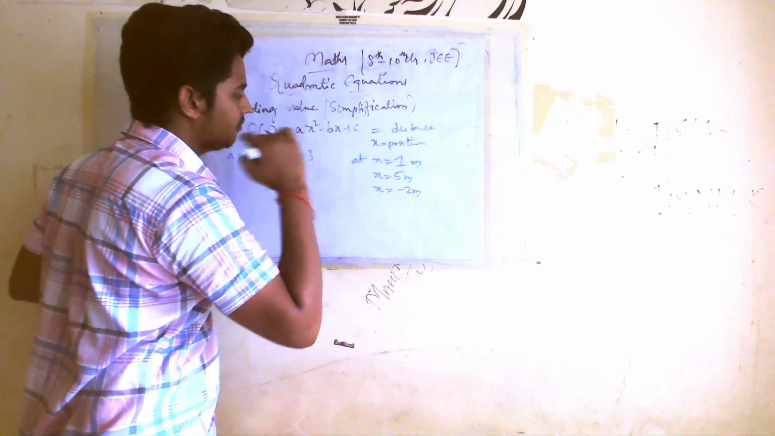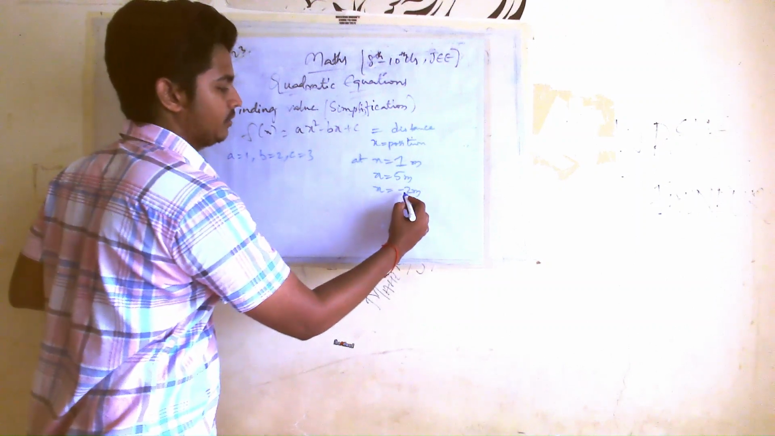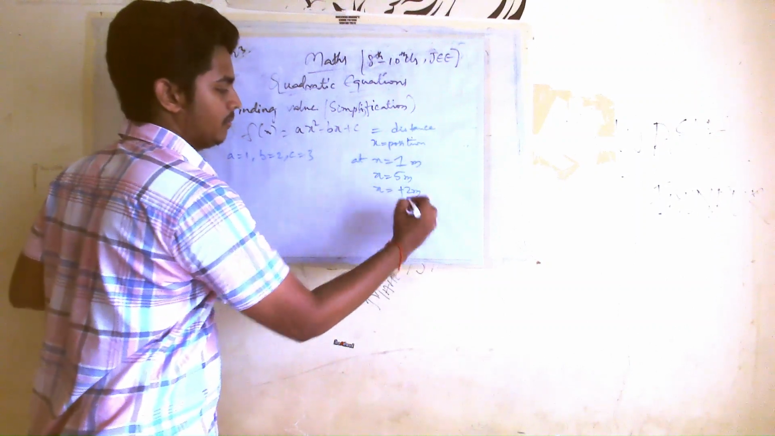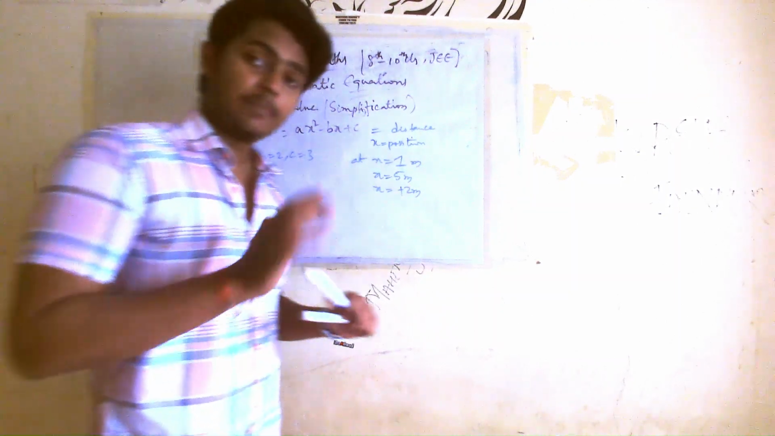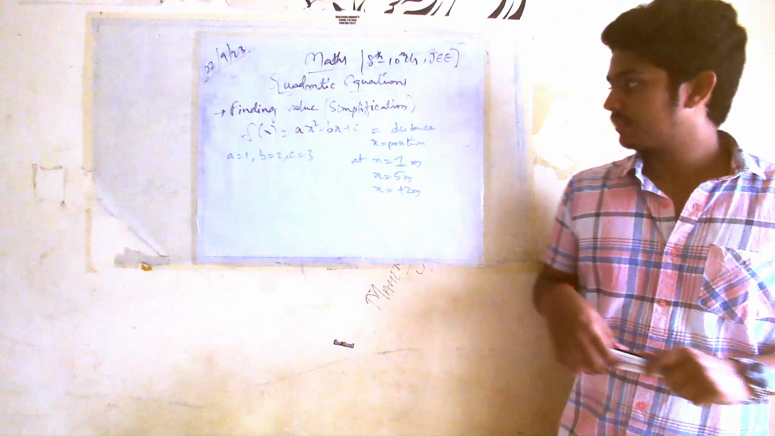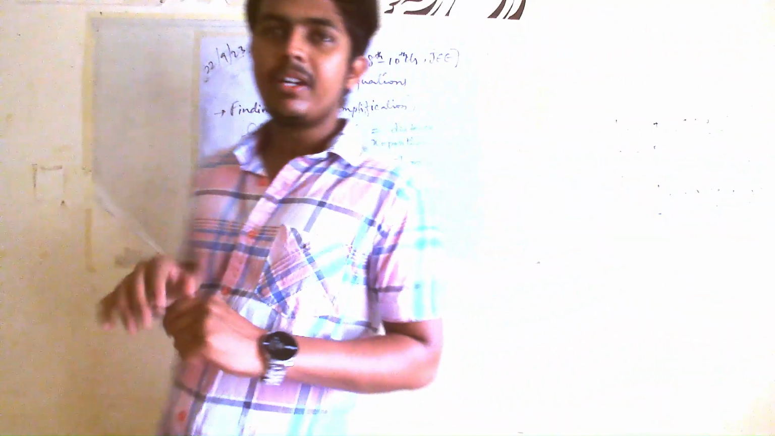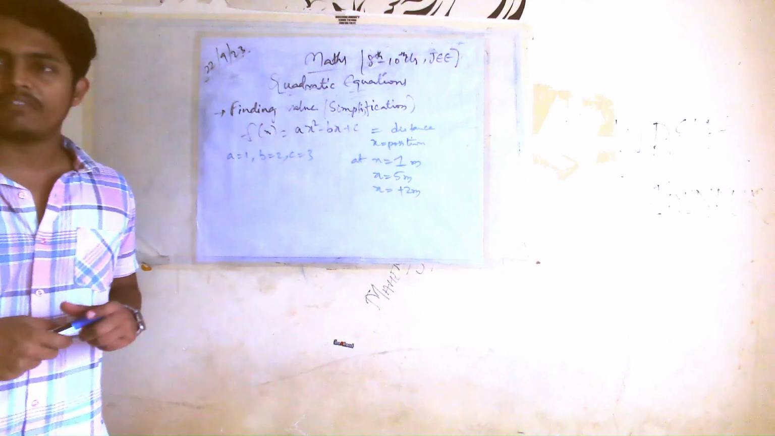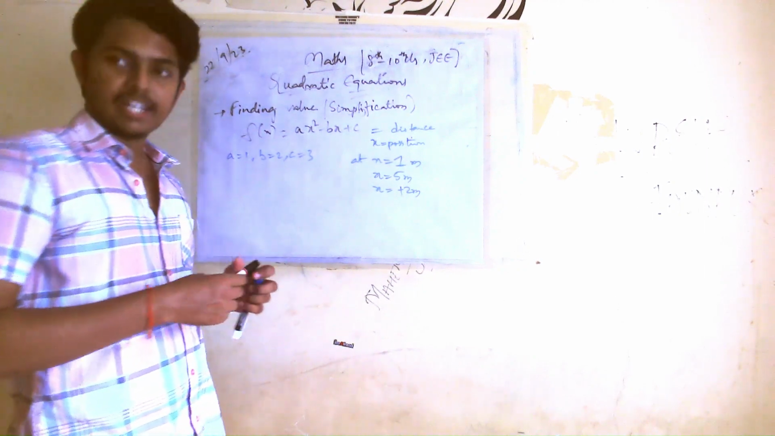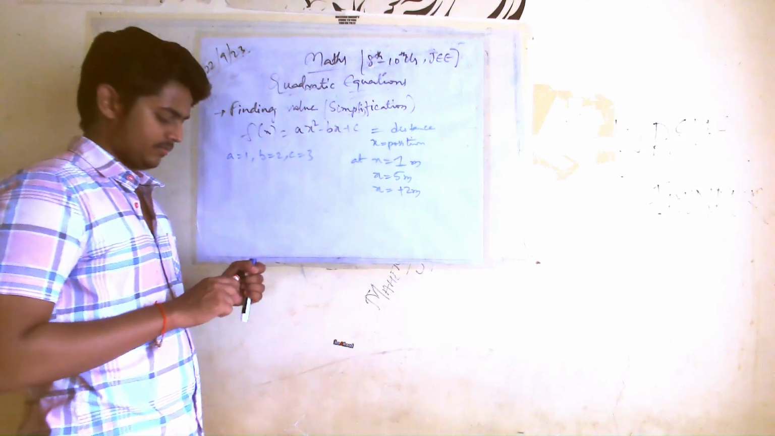Minus we cannot take, no? Okay, we'll take x equal to plus 2 meters, because distance is always positive, right? Now we'll see whether we get a positive value or not. Distance will always be positive, or it should definitely be greater than or equal to 0. First we'll check whether it is valid or not.